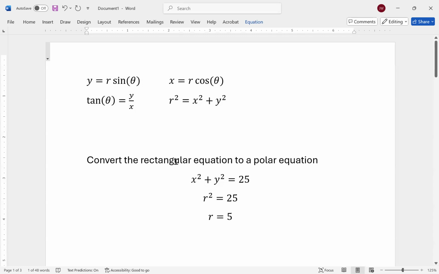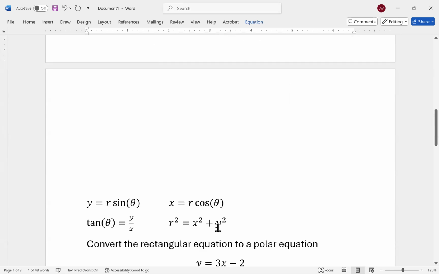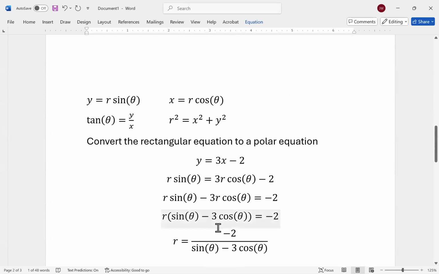Now, the nice thing about rectangular equations is that when in doubt, you can always replace every y you see with r sine theta, and every x you see with r times cosine of theta. So with rectangular equations, we can always go to polar equations in a straightforward manner. That doesn't mean I can always solve for r. Sometimes I won't be able to solve for r, but we can always do a conversion into a polar equation.